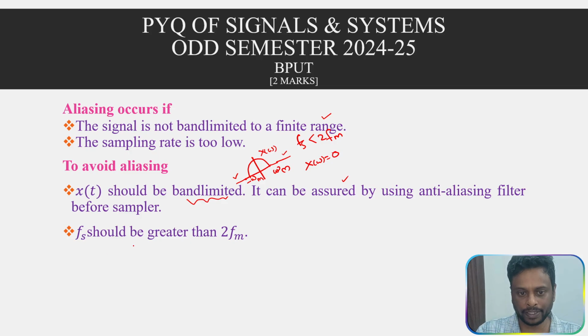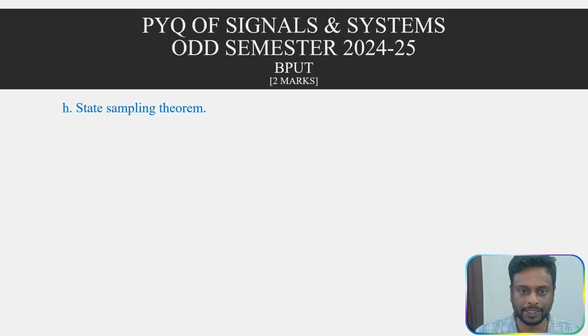This fs should be greater than or equal to twice fm. So that should be greater than the Nyquist rate, to avoid the aliasing. Next, state the sampling theorem.